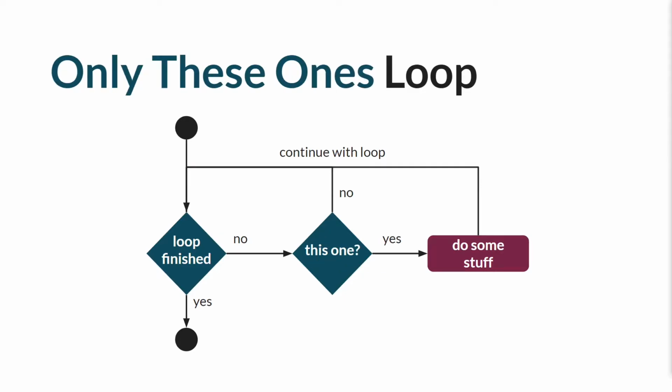In a loop where you only want to do things to a specific subset of the things inside of that loop, you check at the start of each iteration whether or not this particular item in your loop meets the requirements. And if it does, then you do some stuff. And if not, you continue with the loop. And again, you repeat until the loop is finished.